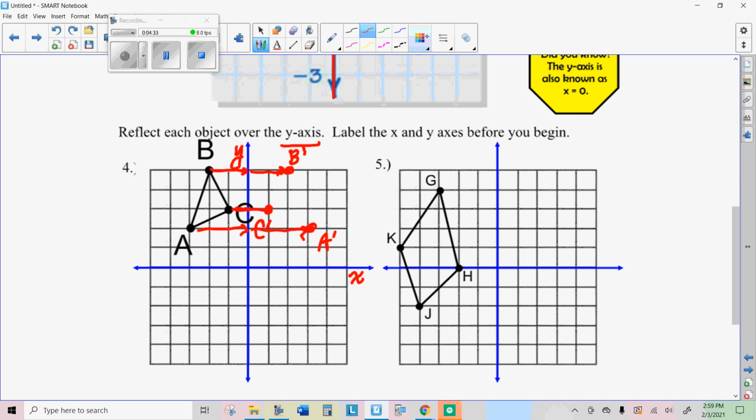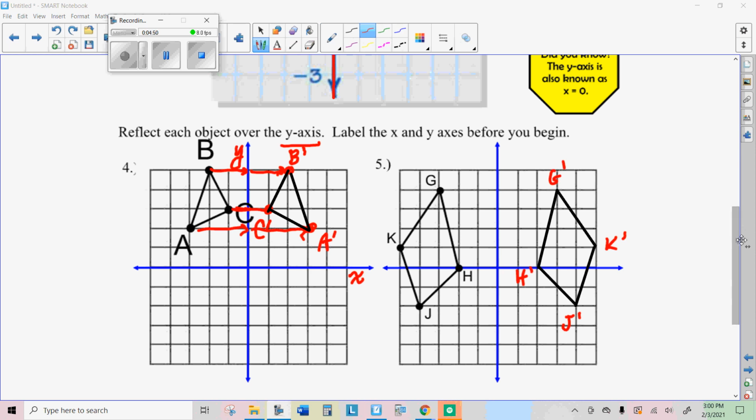Then you can go ahead and draw in your shape, reproduce the lines, and there you go. Go ahead and try the next one, see if you get it right.